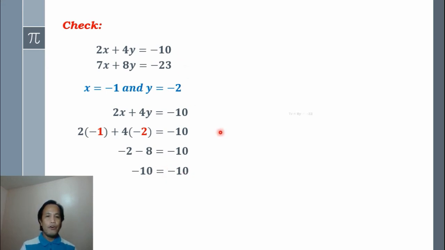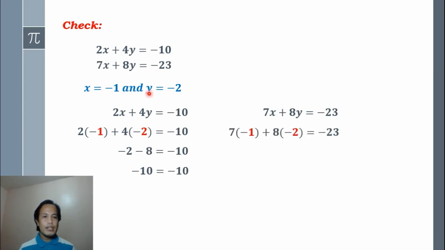Now let's check equation 2, which is 7x plus 8y equals negative 23. For the same process, we substitute the values of x and y. So we have 7 times negative 1, the value for x, and 8 times negative 2, the value for y. We simplify. 7 times negative 1 is negative 7, and 8 times negative 2 is negative 16. So negative 7 minus 16 is negative 23, which is also equal to negative 23.